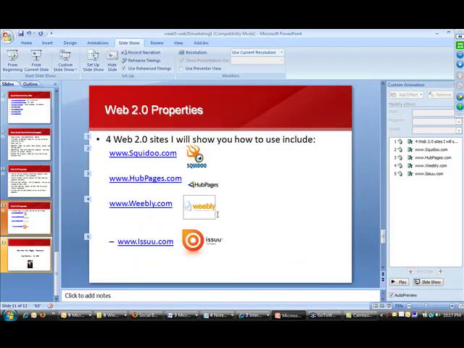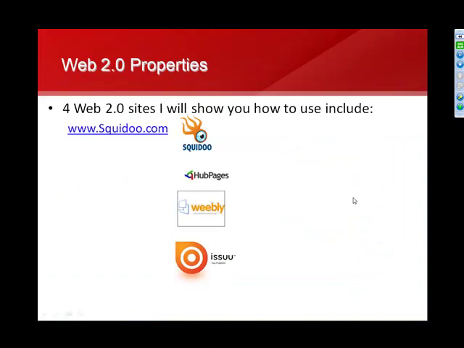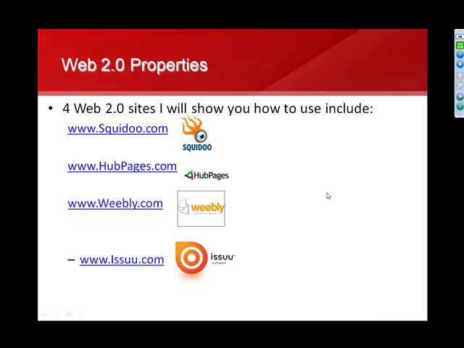So I'm going to jump back over here to the slide here, and we're going to close this thing out. So squidoo.com and hubpages.com, I was able to show you how to use both of those. Weebly.com and issue.com, I'm going to hold off on those until probably 2 more weeks when we go back over some additional Web 2.0 properties. Those ones are important, but we can hold off on those for right now.